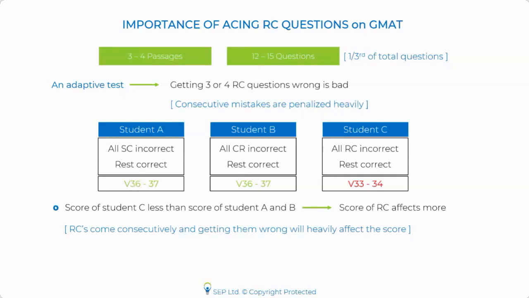So today we are going to talk about what you can do to make sure that your RC improves, and not just improves by 2-3 points, but heavily.